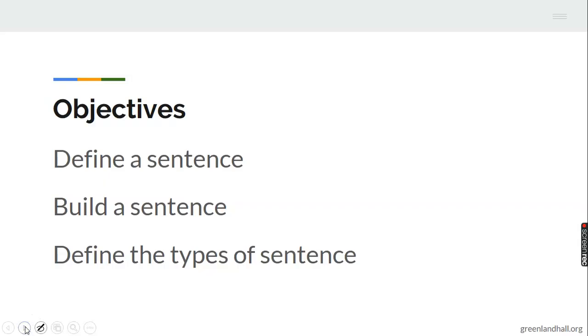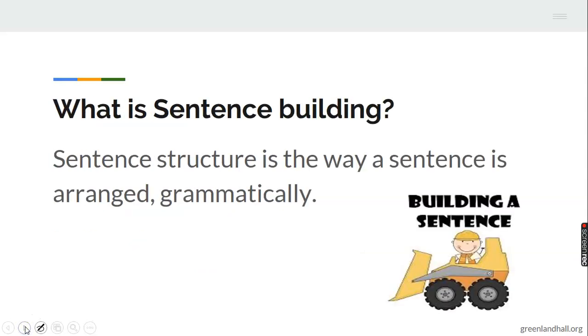Objectives for today: we should be able to define a sentence and the building of a sentence, and the types of sentences that we have. First, let's get started. What is sentence building or a sentence? A sentence is a structure, or sentence building.